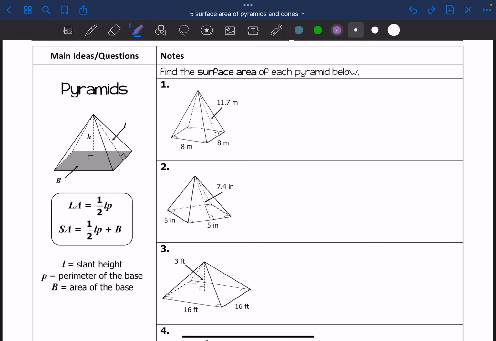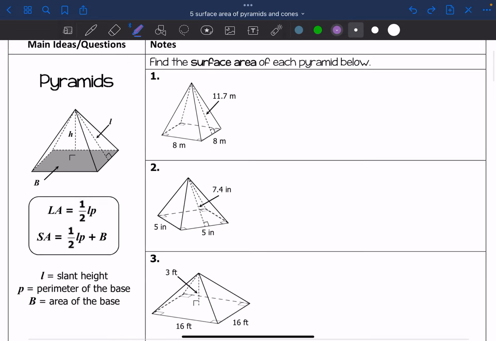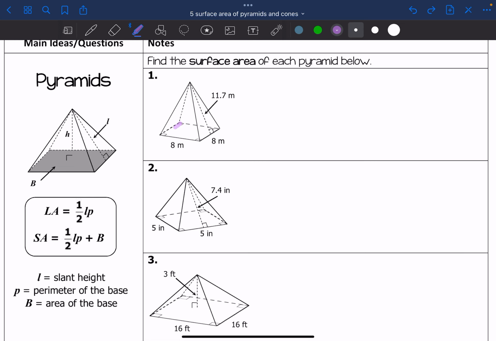For this one, I'm going to go ahead and shade in the base just so that it's easier to see. The base is that square there at the bottom. I know it's a square because the length and the width are both the same number. They're both 8. And then also they have it labeled with right angles on each of the corners. So that's going to be the base. I'm going to save that for last. What I want to start with is the lateral area. So 1/2 L times P. So I need to figure out what is P. P would be the perimeter of that square.